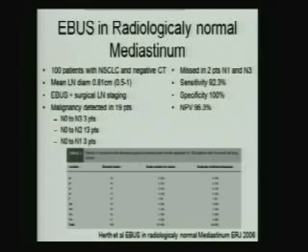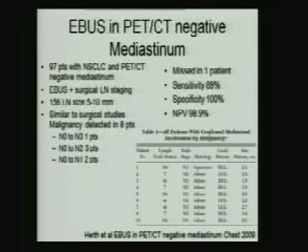The 0.5 is the limit of helpful, where EBUS is helpful to diagnose the lymph nodes. So malignancy was missed in 2 patients, and the sensitivity was 92%.